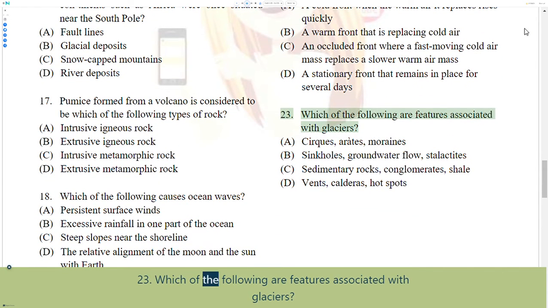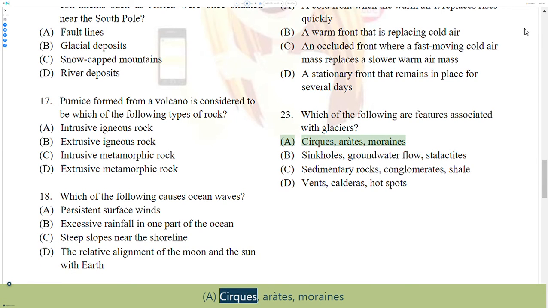23. Which of the following are features associated with glaciers? A. Cirques, erratics, moraines. B. Sinkholes, groundwater flow, stalactites. C. Sedimentary rocks, conglomerates, shale. D. Vents, calderas, hot spots.